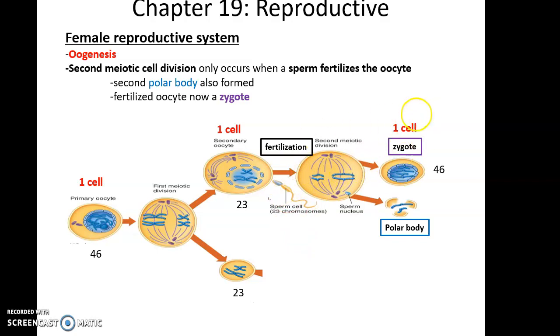leading to the mature oocyte, which then becomes the zygote because it now has the DNA from the sperm, and a polar body that gets discarded. 23 chromosomes, that's it. The new cell has the majority of the cytoplasm and is an extremely large cell. So the zygote, the fertilized egg cell, is an extremely large cell compared to most cells of the body.